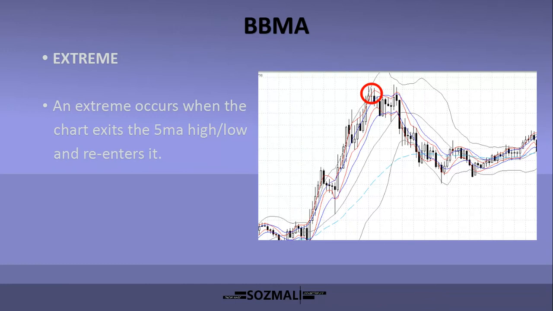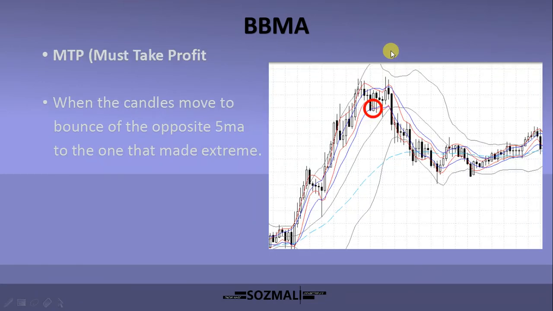So basically the extreme is the first feature we want. These features have to appear one after the other in order to qualify as a valid setup. An extreme is quite simple to explain. As you can see in this red circle, it's when the candlesticks pass the 5 EMA, and it's even stronger when it also passes the outer Bollinger Band. When it does that and comes back in, you have an extreme. That's signal number one we need to have.